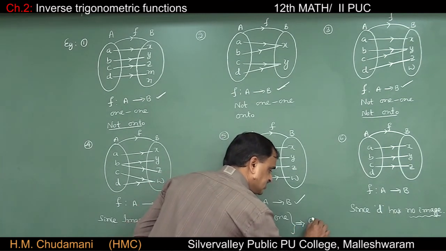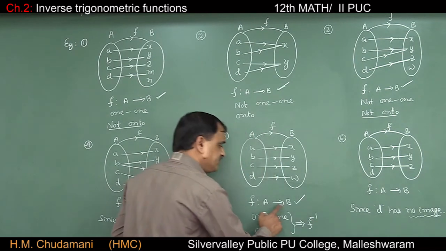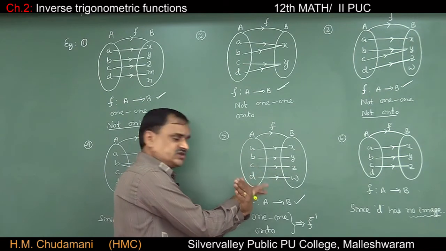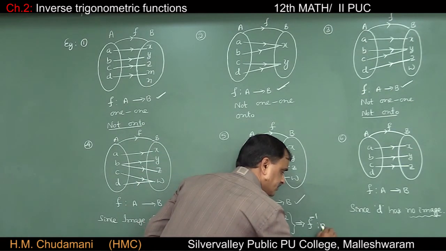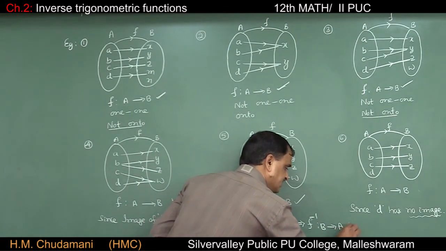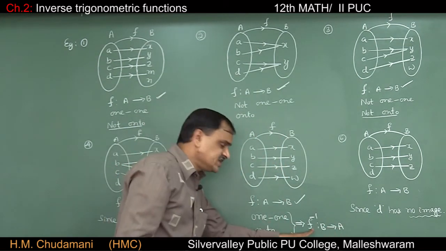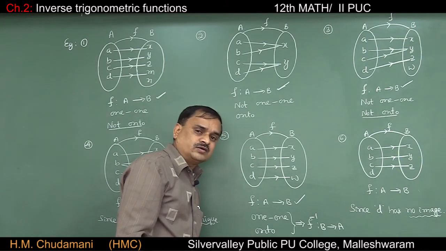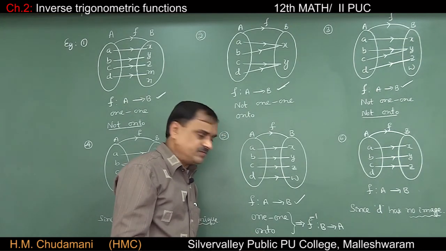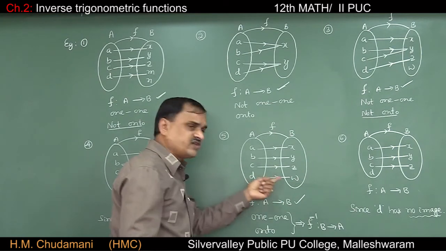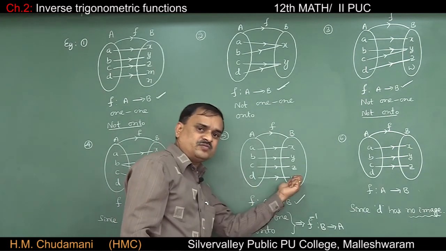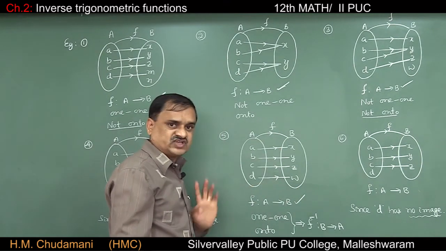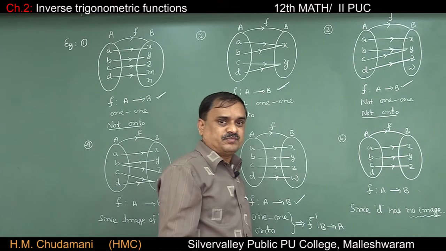Since it is a bijective function, the inverse of the function exists. f from A to B becomes f inverse from B to A. Inverse of the function exists. Okay, inverse exists only when it is both one-one and onto. I mean it should be bijective. So B to A is also a function. f from A to B is a function, and even B to A is also a function. You can check.